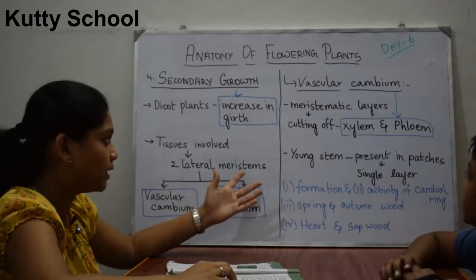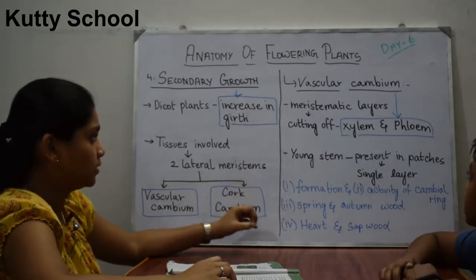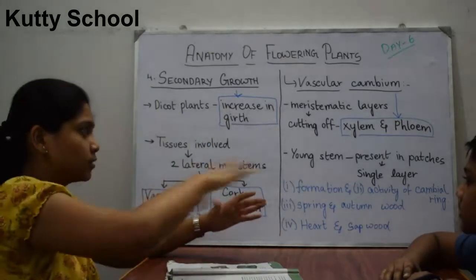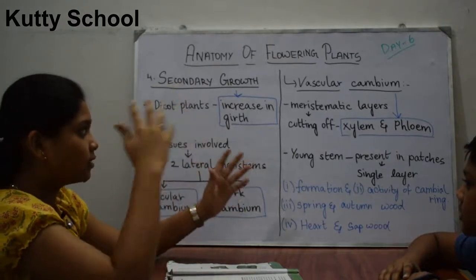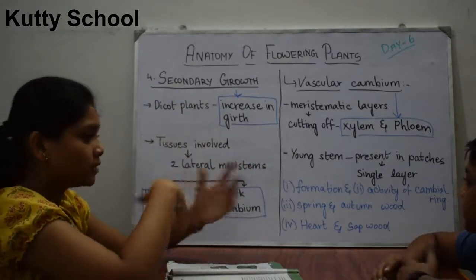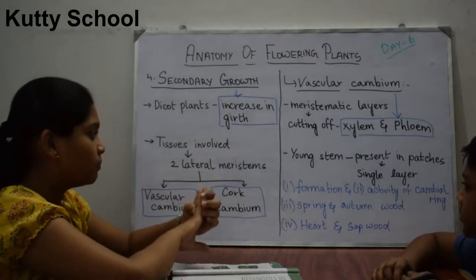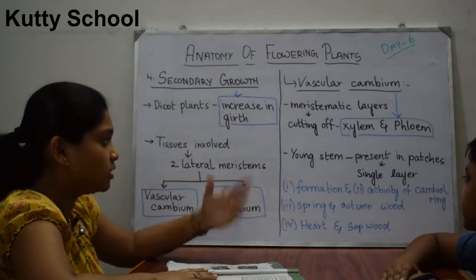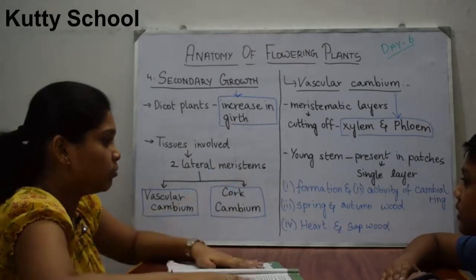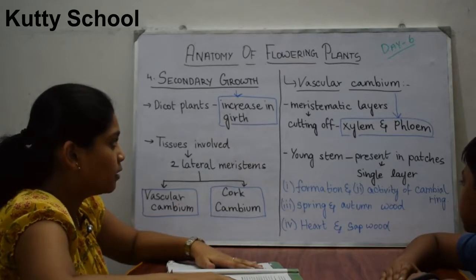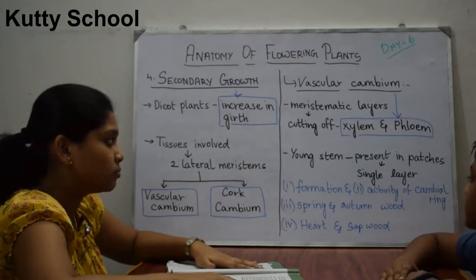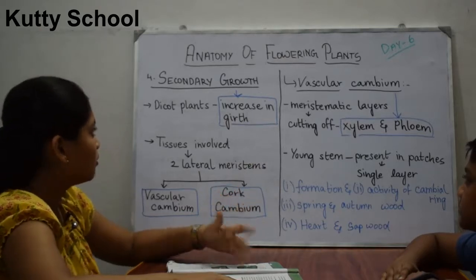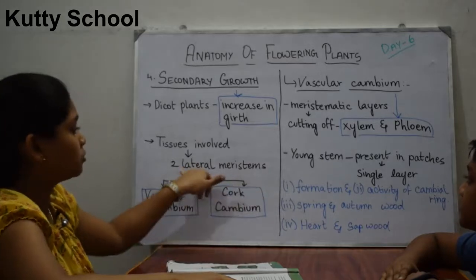It is a meristematic layer. What it does is cut xylem and phloem. Xylem will be here, phloem will be here, and it cuts in between. Wherever the cuts are there, it is known as vascular cambium. In young stems where primary growth occurs, these are present in patches, in a single layer. Primary growth takes place by the shoot apical meristem and root apical meristem. But for secondary growth, the lateral meristems are responsible.